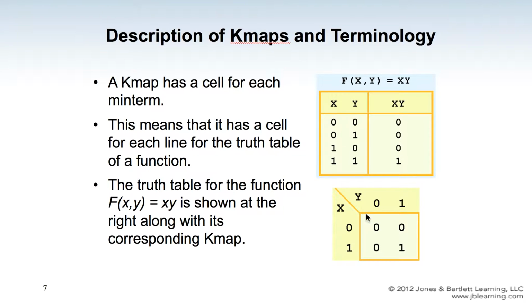x equals 1, y equals 0: that's this cell, corresponding to the third row of the truth table. And the last row, x equals 1, y equals 1, and the value of the function equals 1. This corresponds to the last row of the truth table. So you can see that the K-map is just another way to represent the truth table of a Boolean function. That's the case for the function f of x y equal to x and y.